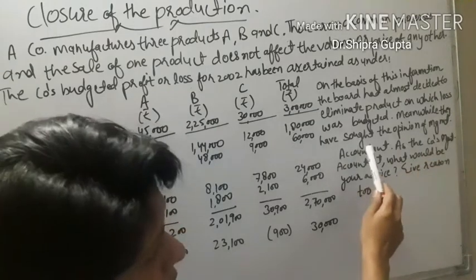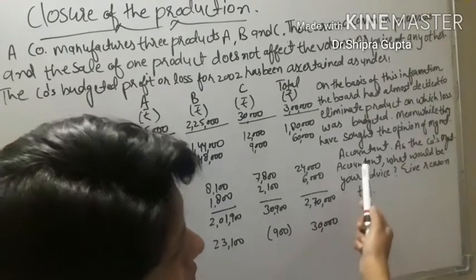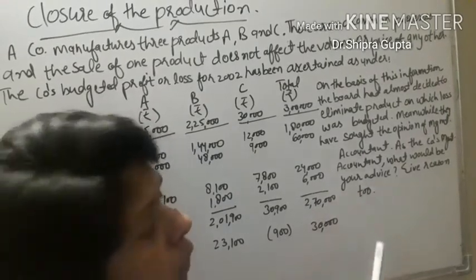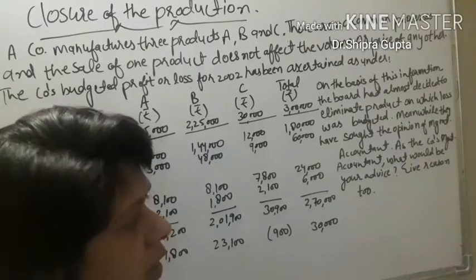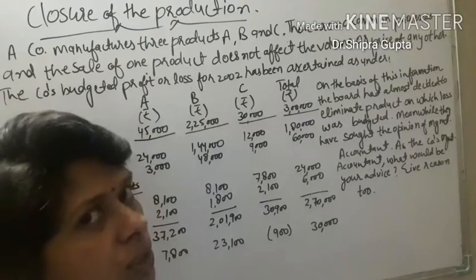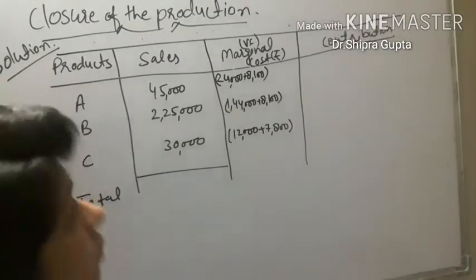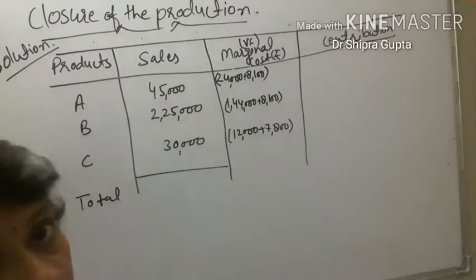Meanwhile, they have sought the opinion of the management accountant. As the company's management accountant, what would be your advice? If you are a management accountant, then what is your decision? Give reasons too. So we will do this question. As per the given data, we will maintain a table, and we want contribution. In this situation, what decision will we take?